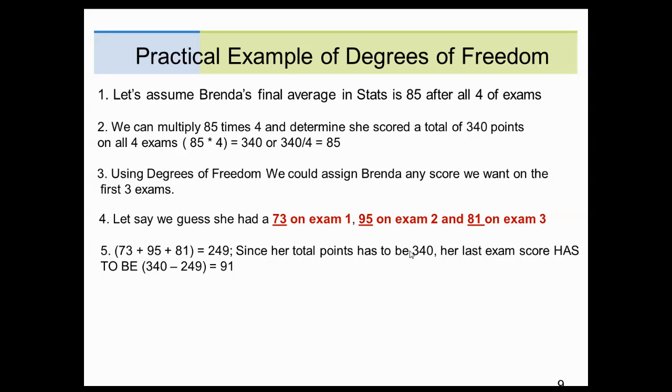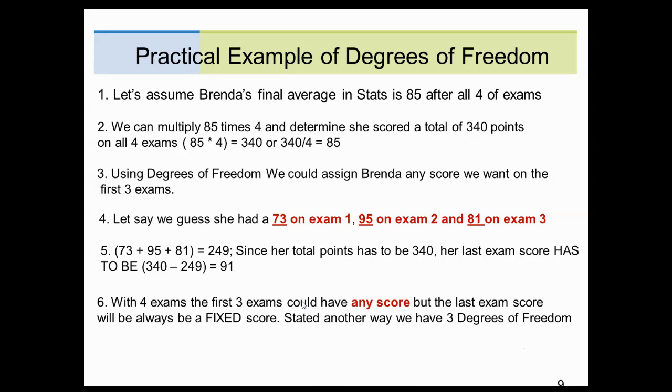Since the total number of points in order to get an 85 average is 340, on her last exam, she has to score 340 minus what she's already scored on the 3. She's got to get a 91 on that last exam. So her total is 340 divided by 4, giving her an average of 85.